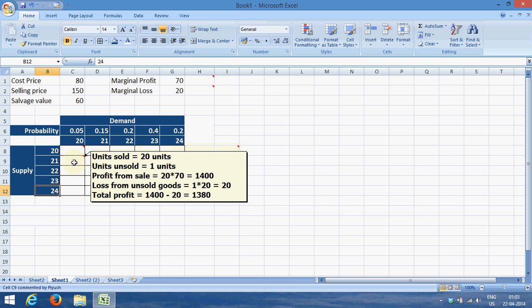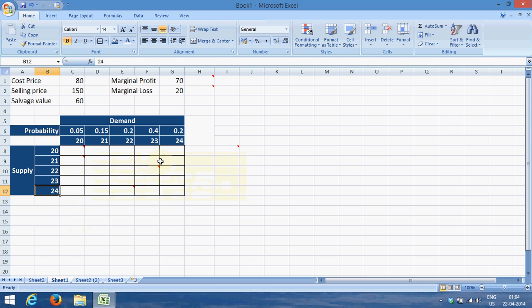Now, in the second case, the demand is 20 and the supply is 21. So we would obviously only be able to sell 20, it's lesser. So from the selling of 20, we would make $1,400. But from the one unsold unit, we would lose $20. So the total profit would be $1,400 minus $20 to make it $1,380.